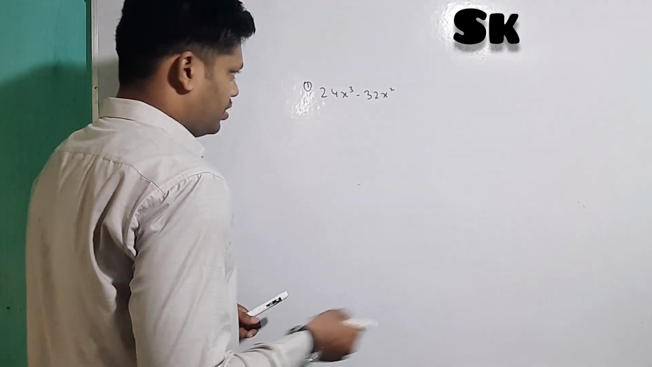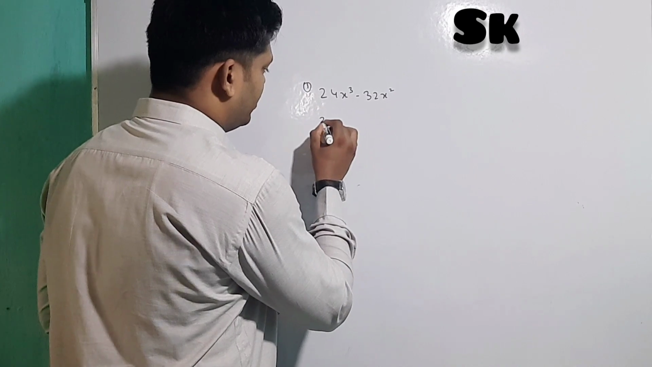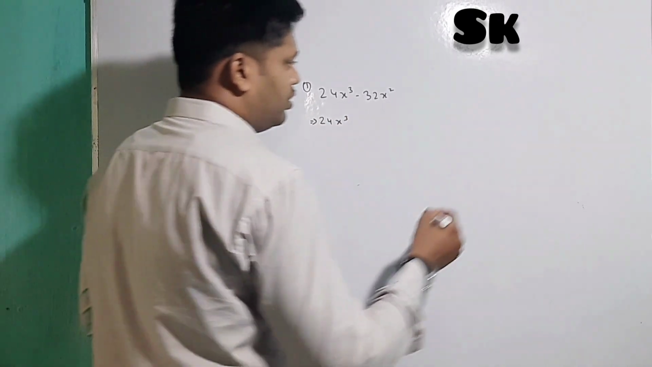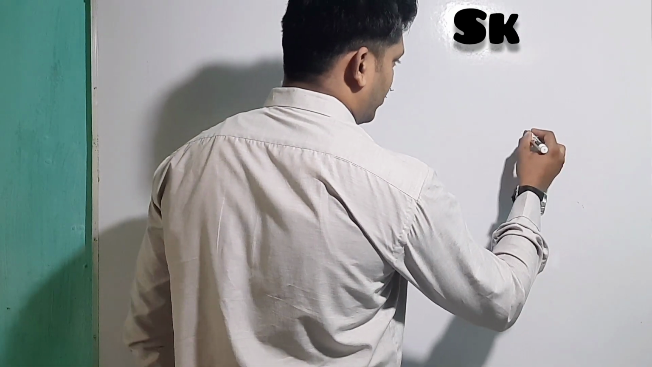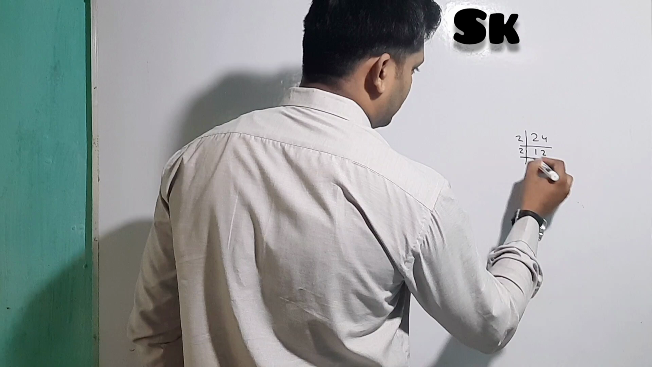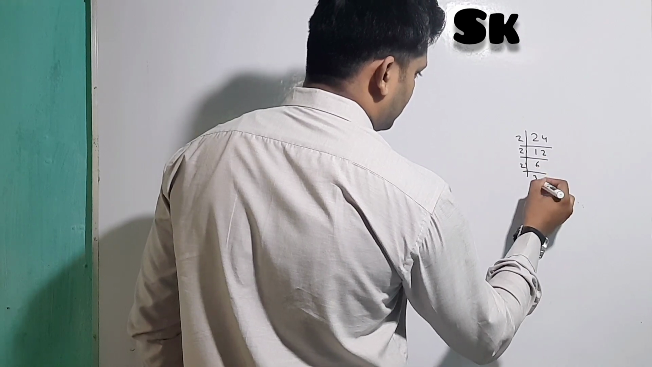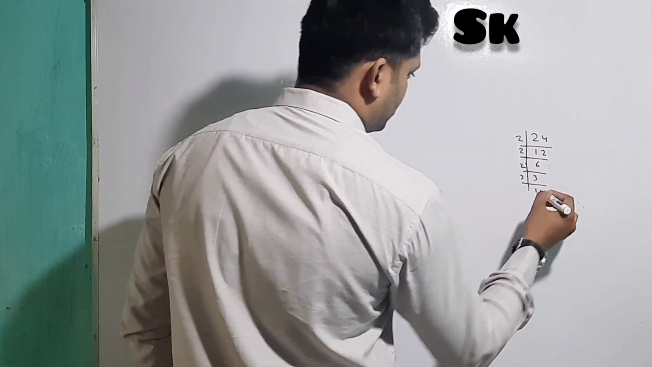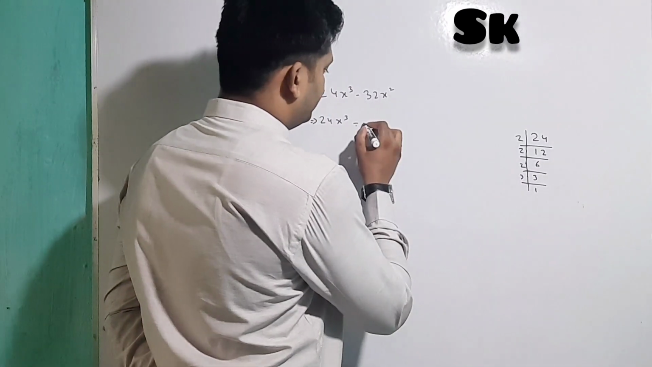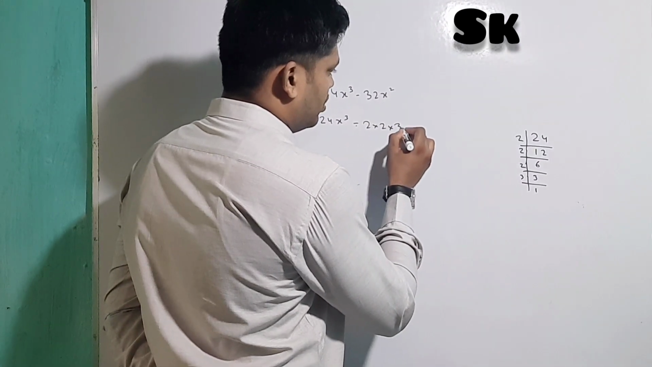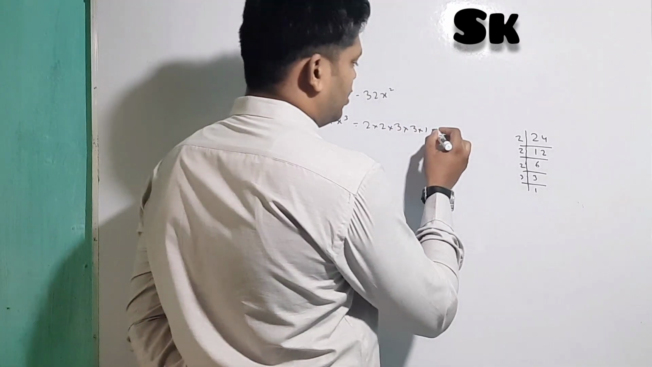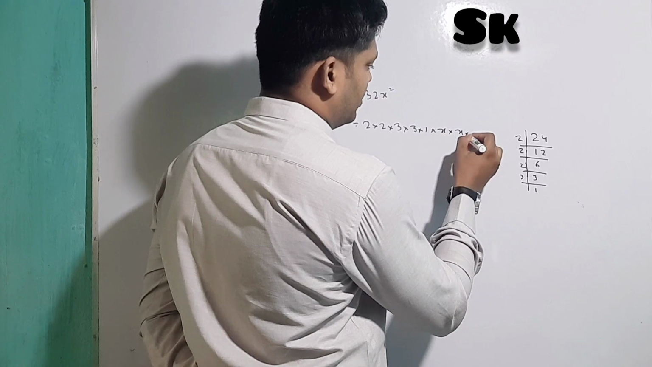Just like 24x cube, you have to take out the prime factorization of 24. What do you mean by prime factorization? This is prime factorization. So instead of 24 I am going to get 2 multiplied 3 times, multiplied by 3. And x cube is x multiplied by x multiplied by x.